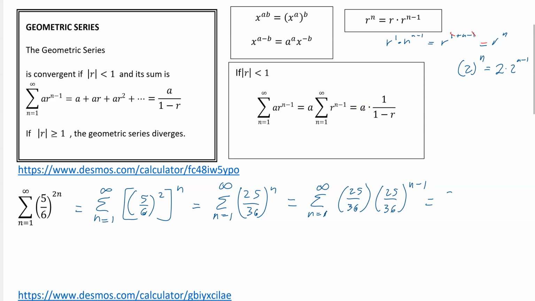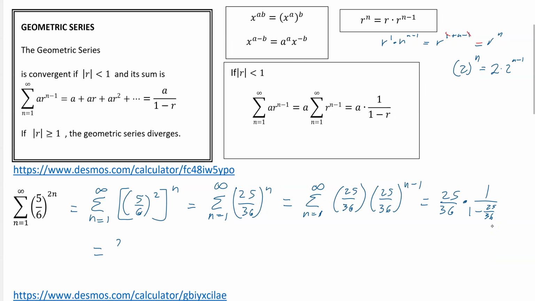So this would become 25 over 36 times 1 over 1 minus 25 over 36. Now, this is always going to be a proper fraction, so when you subtract them, it should be fairly straightforward. So this is 25 over 36 times 1 over, and then this will be 36 take away 25. So that's 11 over 36. And then now it's just a quick reciprocal. So 25 over 36 times 36 over 11. Cancel, cancel. 25 over 11 is what we should be getting.